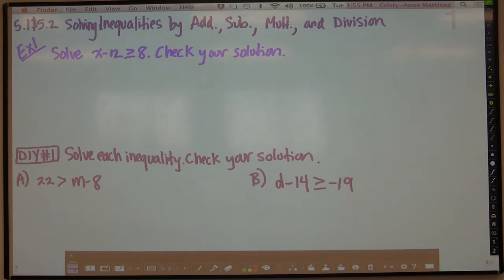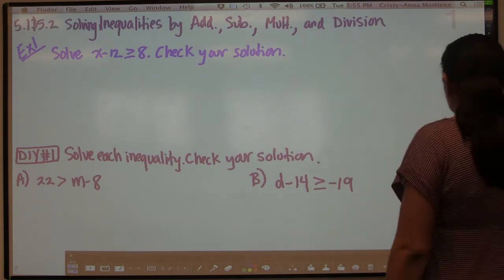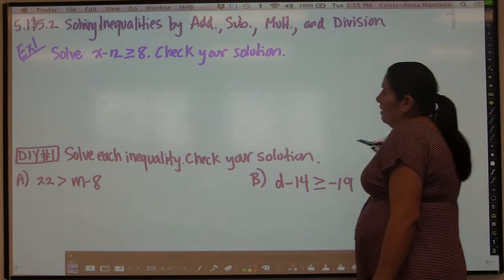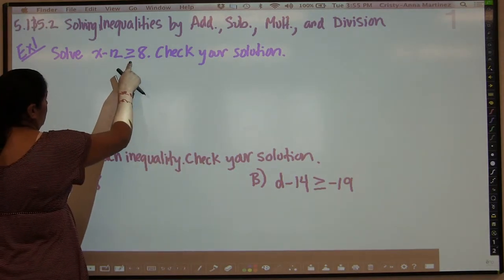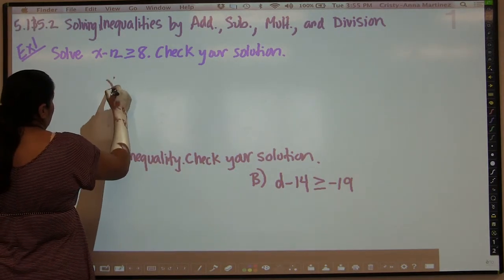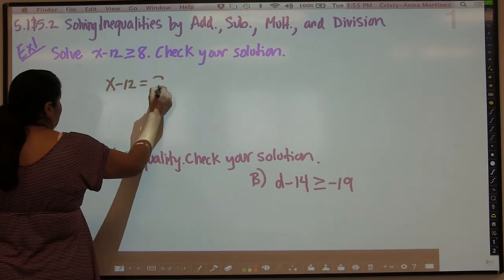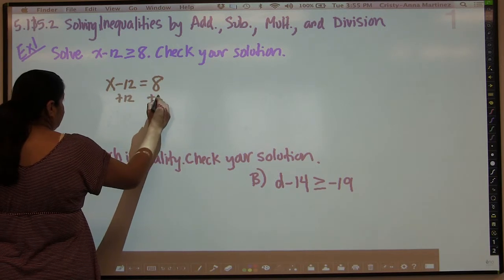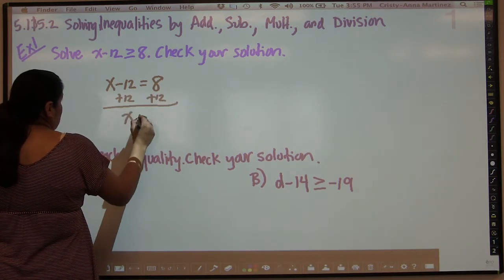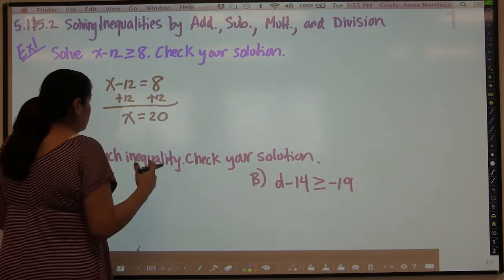But one thing I do want to point out is that the difference between inequalities and equations is the number of solutions that you get. For example, when you solve an equation, the symbol is not going to be a greater than or equal to. It's just going to say something like x minus 12 equals 8. To solve this equation, you would add 12, and then you would get 20. Your answer would be x equals 20.